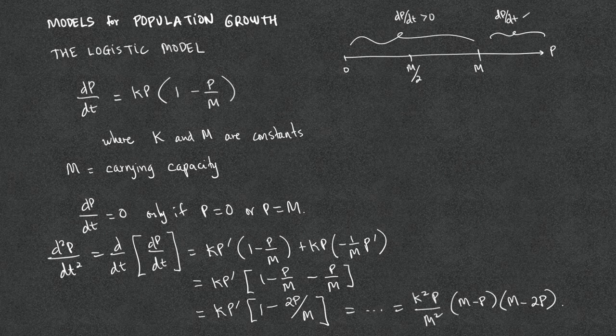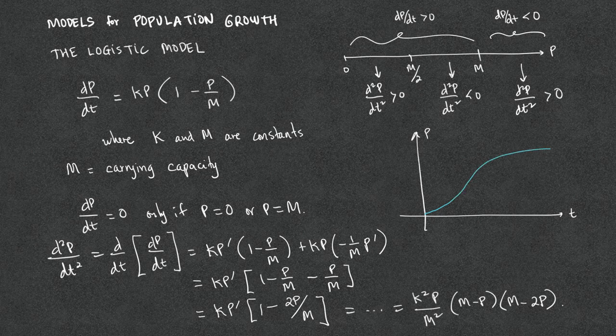For the second derivative, it is positive for any p between 0 and M over 2, negative for any p between M over 2 to M, and then positive again for any p more than M. We can do this by checking the sign of the first and the second derivative. The sign of the first and the second derivative tell us whether the function is increasing, decreasing, concave up, or concave down. We see that at first, from 0 to M over 2, the function is increasing, concave up. From M over 2 to M, the function is increasing, concave down.